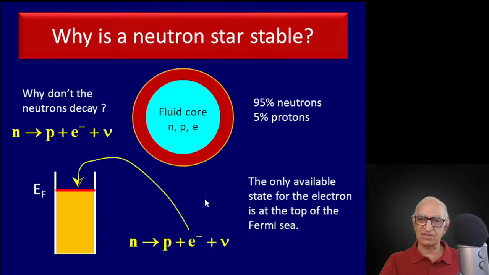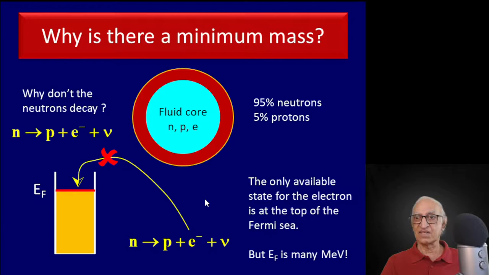Why is there a minimum mass? Well, the reason is very simple. This is the slide that I showed you before. A neutron star is stable because the neutron in the core cannot decay, because the electron cannot climb to the top of the Fermi sea and sit there.